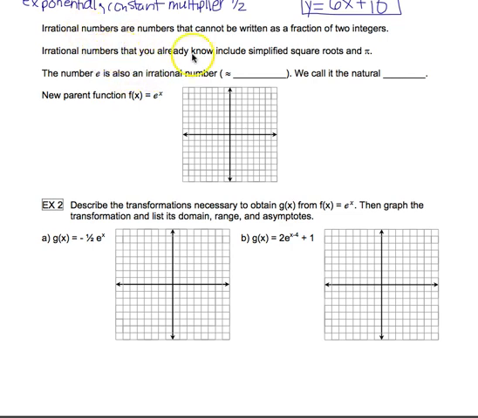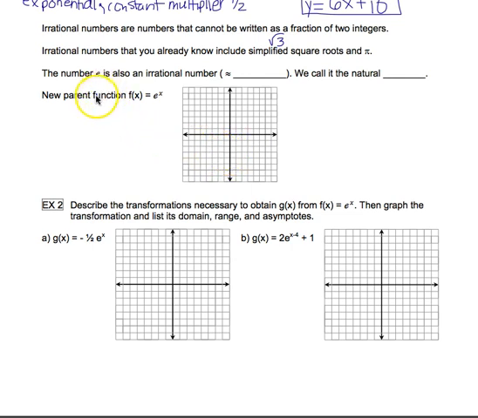So irrational numbers that we've already discussed are simplified square roots, so meaning you've broken it down as far as you can, it doesn't go any further, like radical 3. There's nothing else I can do to simplify that. That is an irrational number. We know that pi is also irrational.